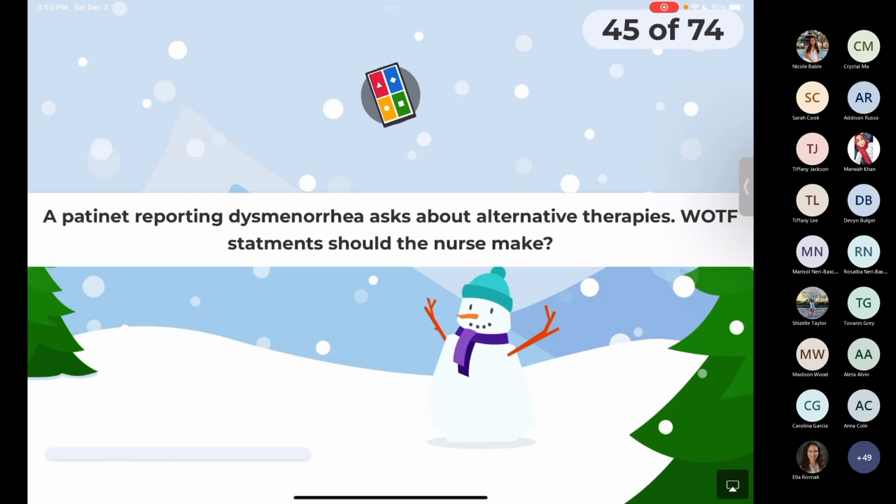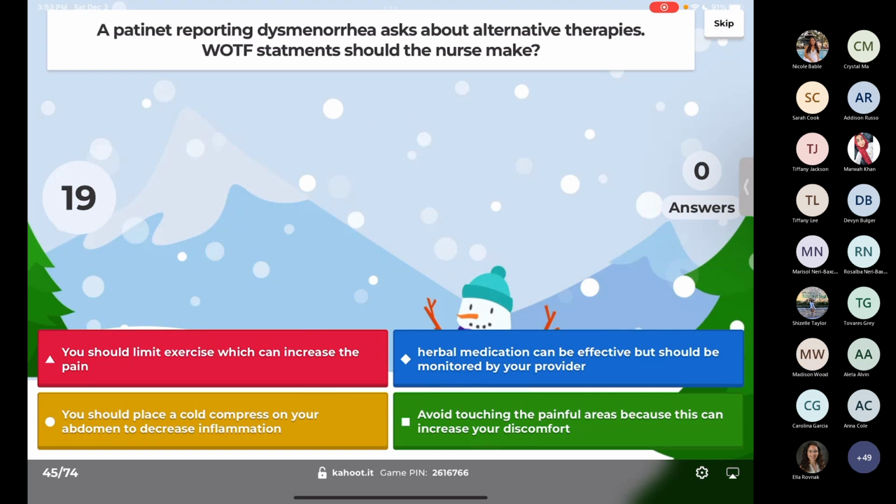A patient reporting dysmenorrhea asks about alternative therapies. Which of the following statements should the nurse make?